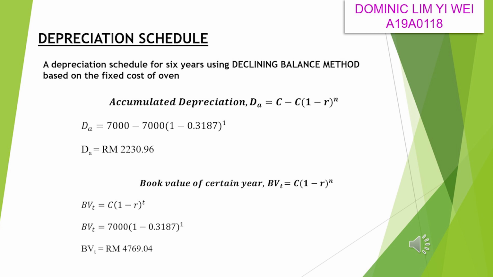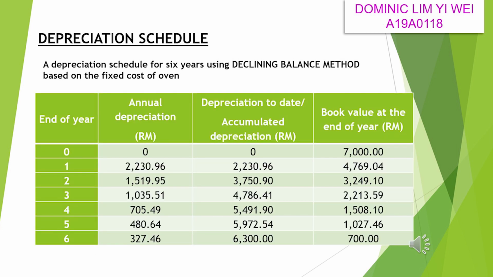We find out the answer for 4,769 ringgit 4 cents for the end of year 1. With the same counting method, we can see that at the end of year 0, the annual depreciation is 0 and the accumulated depreciation is 0 also, because this asset is new and the book value at the end of year is 7,000 ringgit, same as cost.